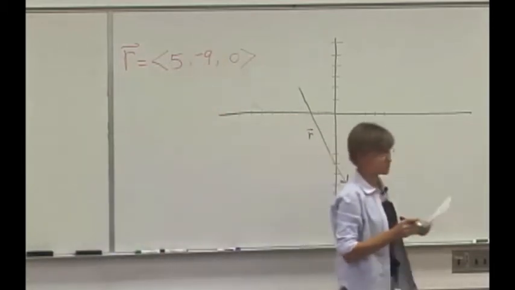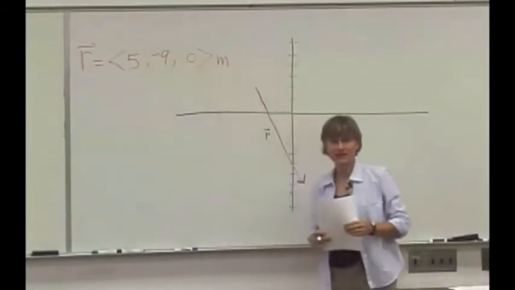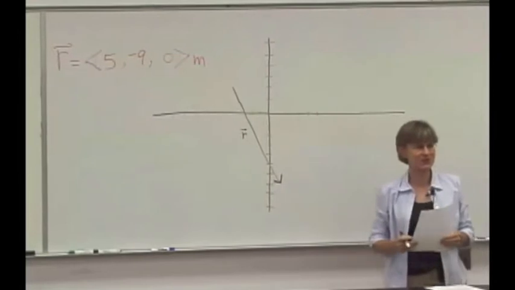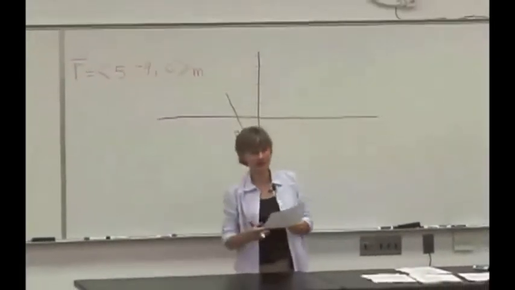And as one observant student pointed out, this really ought to have units. And so my bad, I should have put units on it. You should have put meters on it. So those are the components of the vector r.